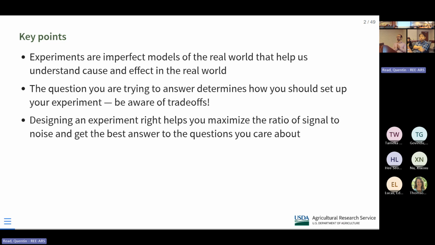And reality is complex, it's noisy. There are other effects happening besides the ones that we're scientifically interested in. But if we properly design our experiment, we can pull out that signal that we're interested in from the background noise. And the better you design an experiment, the better able you will be to do that.